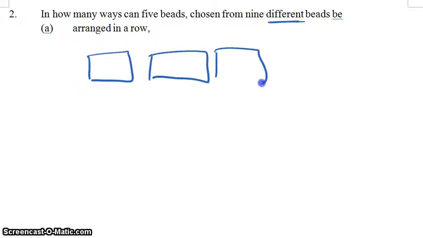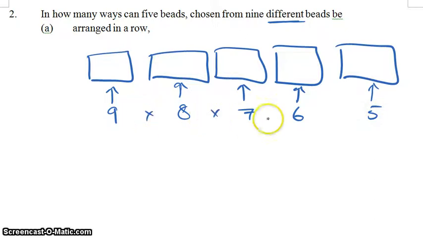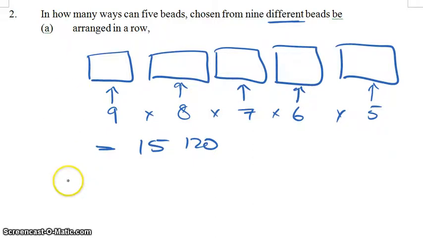1, 2, 3, 4, 5. How many choices do I have for the first bead? I would have 9 choices. I would have 8 choices for the second bead, 7 for the third, 6 for the fourth, and 5 for the final one. I can therefore just multiply these together to find my answer, which is 15,120.